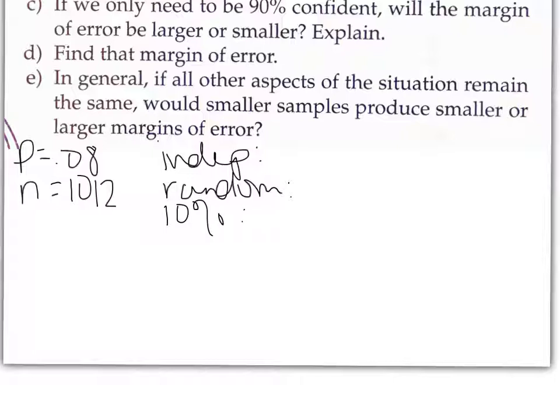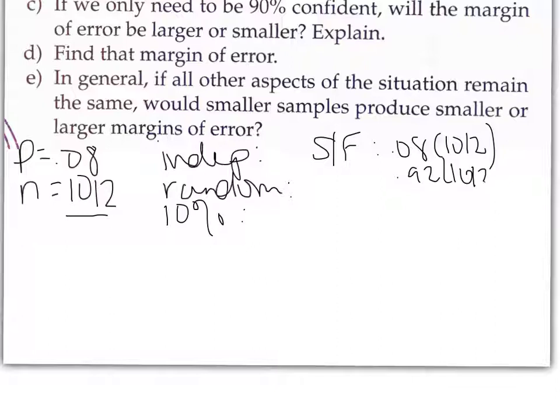10%: 1,012 people should be less than 10% of all U.S. American adults. And then the success failure condition. So 0.08 times 1012 is like 81 people, and same story, 0.92 times 1012. Both of those should be greater than or equal to 10, so I should be good to go on all fronts.